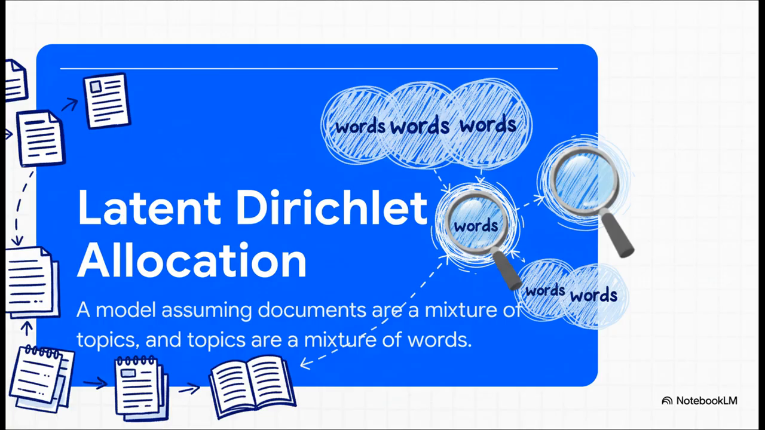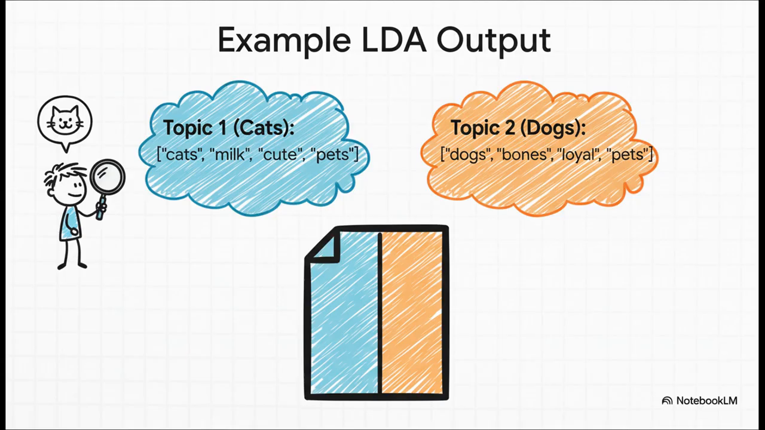First, that every document is made up of a mix of different topics. And second, that every topic is made up of a mix of different words. LDA's job is to look at all the text and basically work backwards to figure out what those secret hidden topics must have been. And this is what the output looks like.